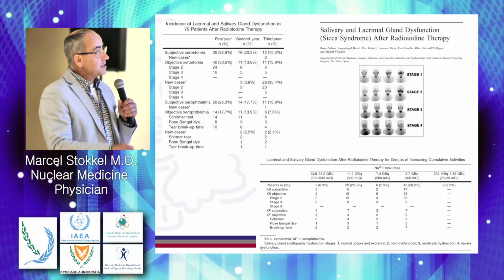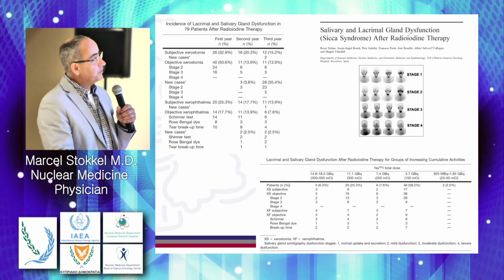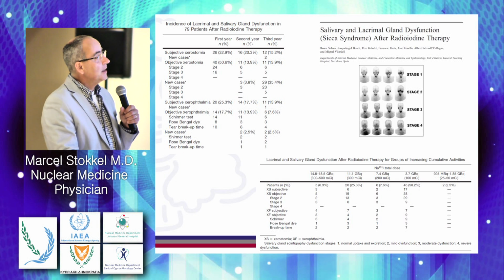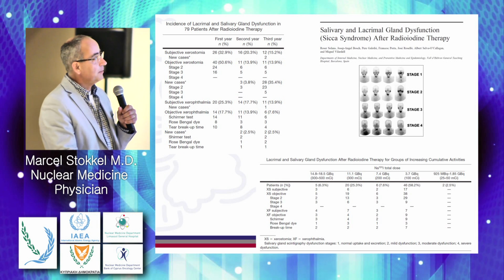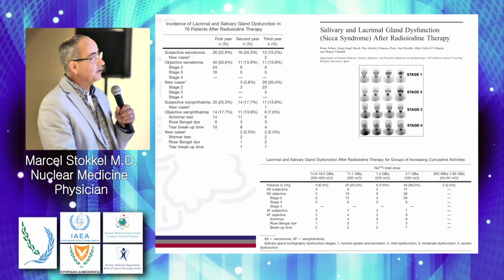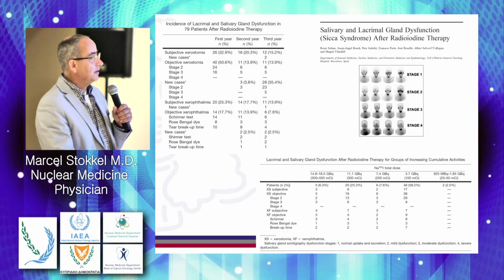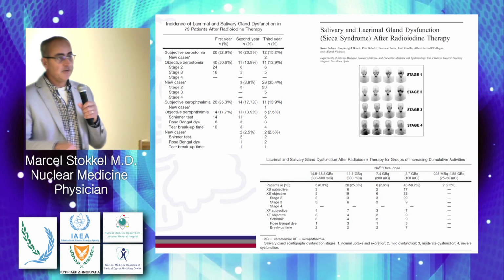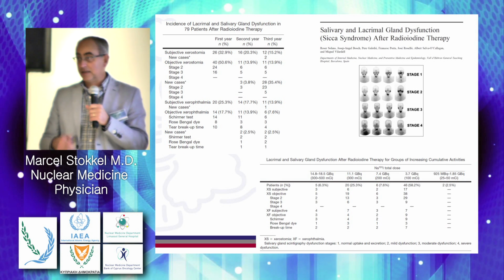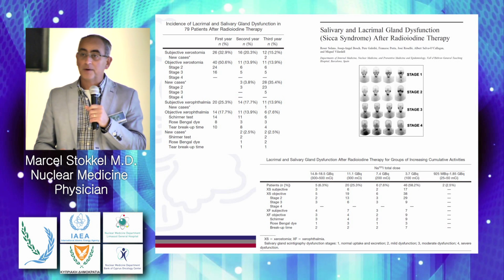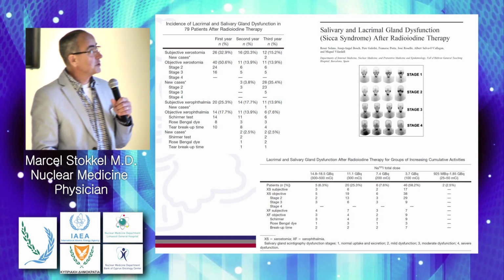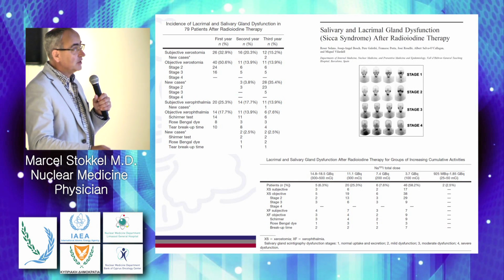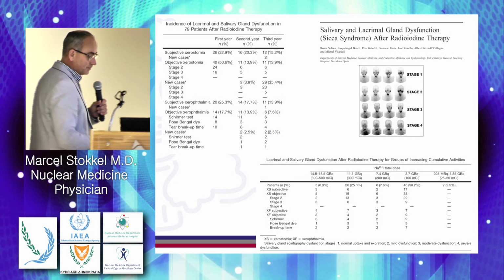What can be observed from this study is that over time, objective xerostomia and subjective xerophthalmia go down. You see here the percentages in the first year after the application, and it's going down to 13 or 40% after the third year. So most of these side effects are transient, but some patients, and it depends of course on the amount of activity applied, may have symptoms for years and years.